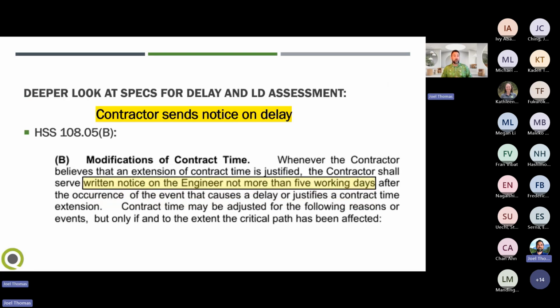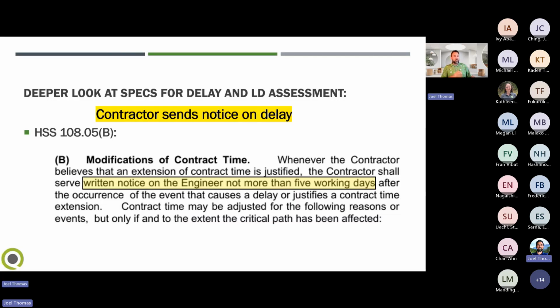This first one here is 10805B, which does require the contractor to provide written notice to the engineer not more than 5 working days after the occurrence of the event that causes a delay or justifies a contract time extension. So we need to make sure we're getting these notifications in due time.